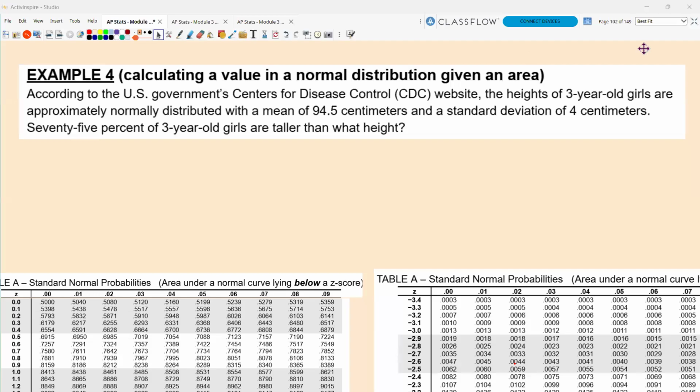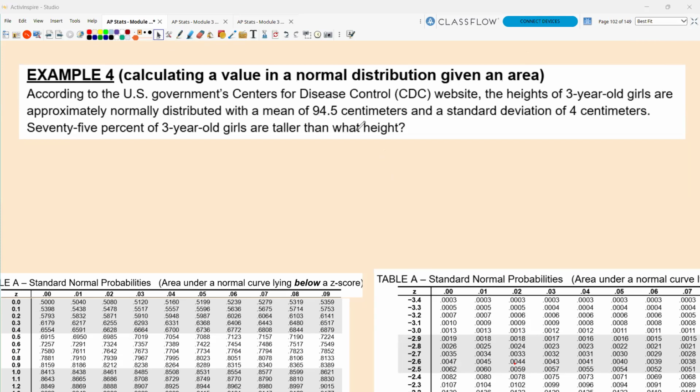According to the U.S. Government Centers for Disease Control, the heights of 3-year-old girls are approximately normally distributed with a mean of 94.5 centimeters and a standard deviation of 4 centimeters. 75% of 3-year-old girls are taller than what height?